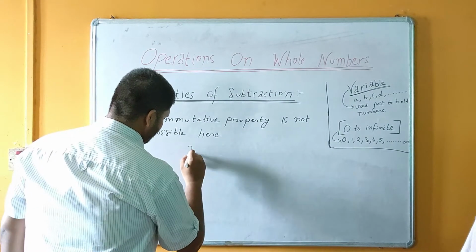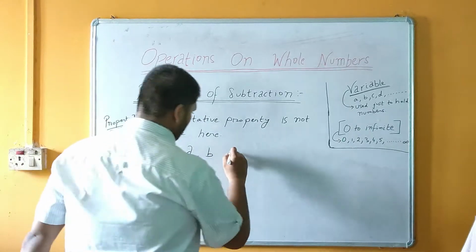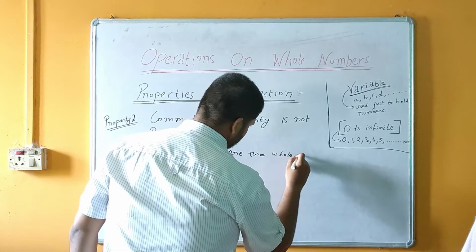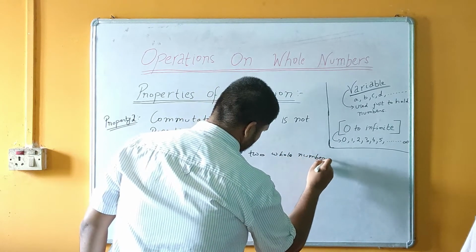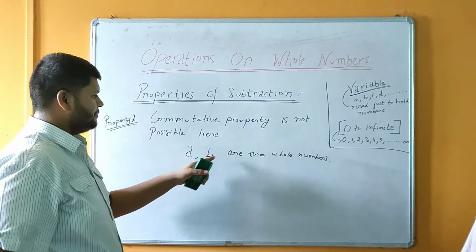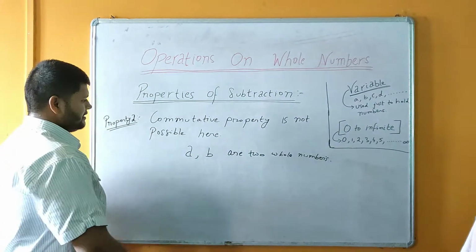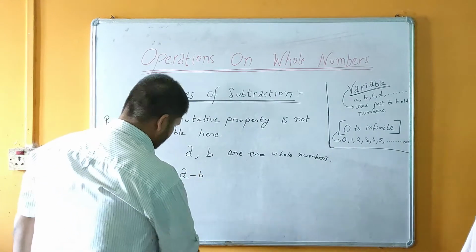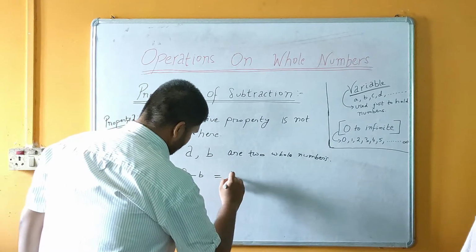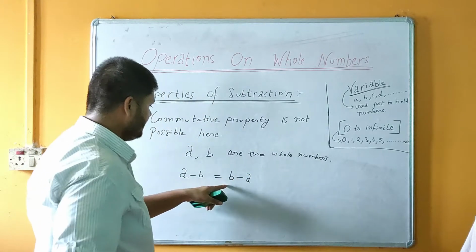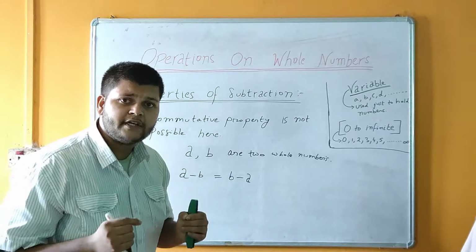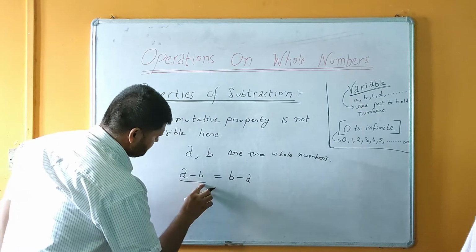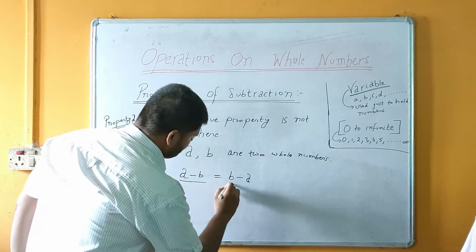For suppose A and B are two whole numbers. Okay, this A and B are two whole numbers. Then in the commutative property we know that A minus B must be equal to B minus A. Okay, in order to satisfy the commutative property, it must be equal. This expression, what is that? A minus B must be equal to B minus A.